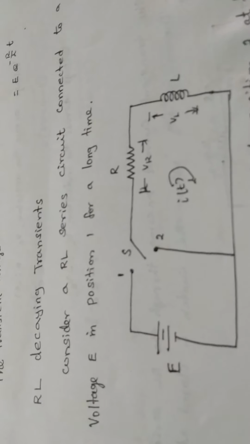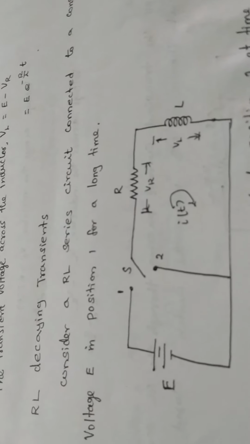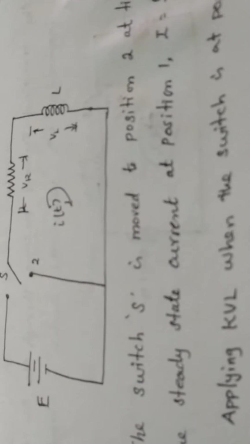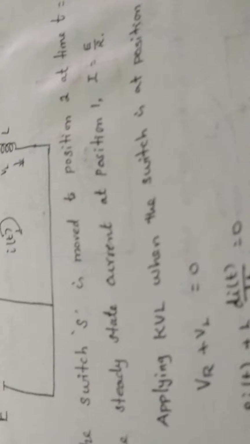Consider the RL series circuit connected to a constant voltage E in position 1 for a long time. The switch S is moved to position 2 at the time t equal to 0. The steady state current at position 1 is I equal to E by R. Step 1: applying Kirchhoff's voltage law when the switch is at position 2, VR plus VL equal to 0. At position 2 of the switch, position 1 is open, so E is removed.